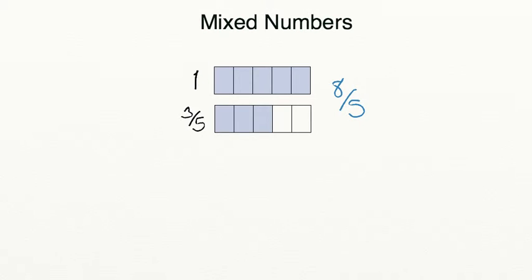Now that we know how to mathematically change a mixed number into an improper fraction, let's discuss changing an improper fraction into a mixed number. We know in order to change a mixed number into an improper fraction, we needed to multiply. Well, if we're going to be changing our improper fraction back into a mixed number, we need to do the opposite of multiplication, which is division.